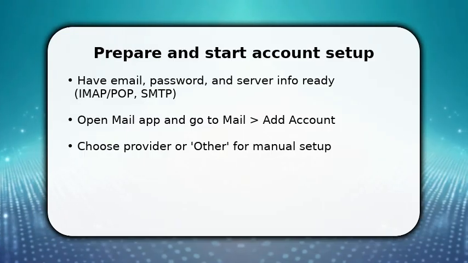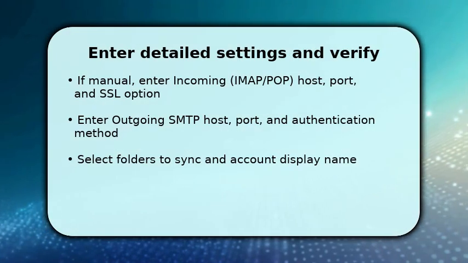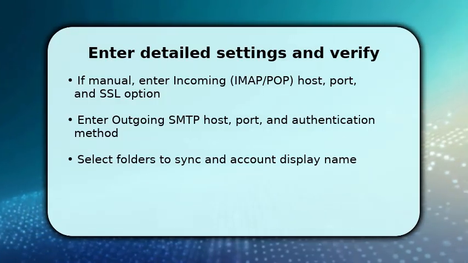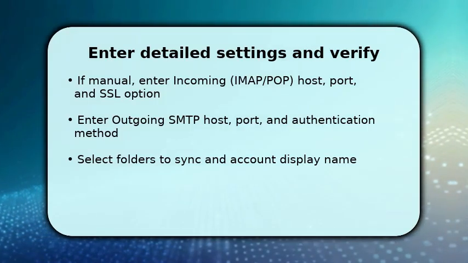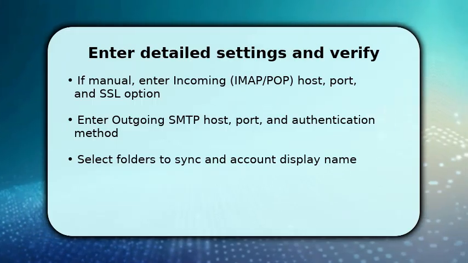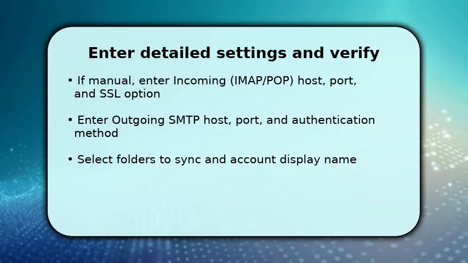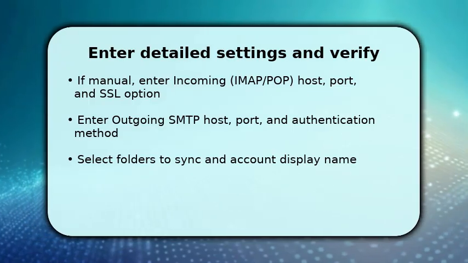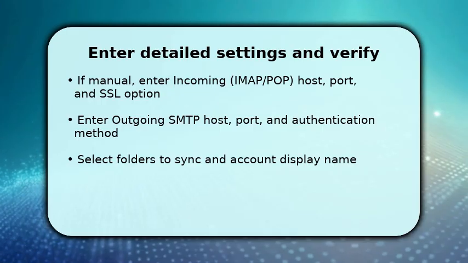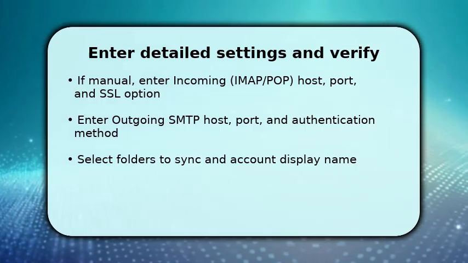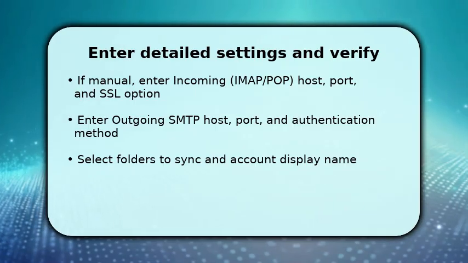If Mail didn't auto-configure, choose IMAP for syncing or POP for download, then type incoming host, port e.g. 993 for IMAP SSL, and enable SSL if required. Next, enter the SMTP outgoing server, port e.g. 465/587, and set authentication to use your email credentials. Make sure the account name and description match what you want to see.